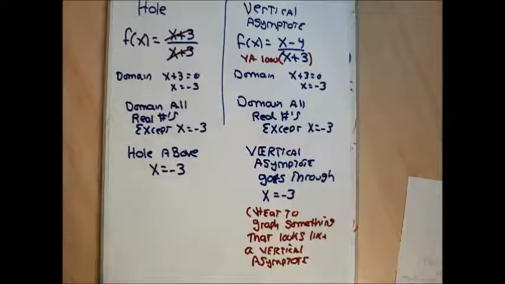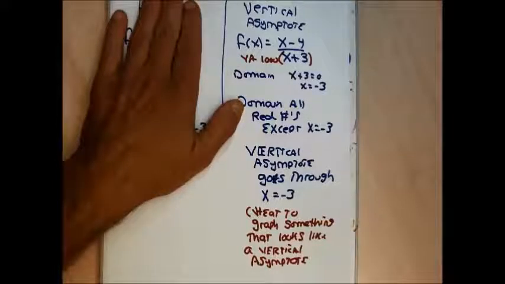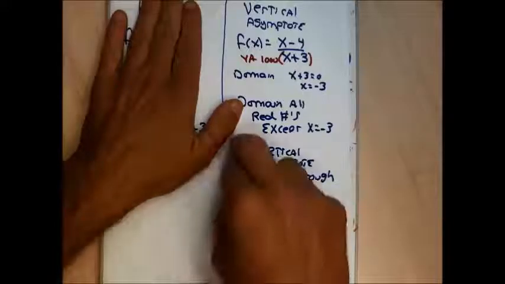That's even more than I wanted to say, and I don't even know if it was the best lecture I've ever done on holes and vertical asymptotes. But for our purposes, we're not responsible for holes. Any number that we find that's outside the domain of the fraction is going to give us a vertical asymptote.